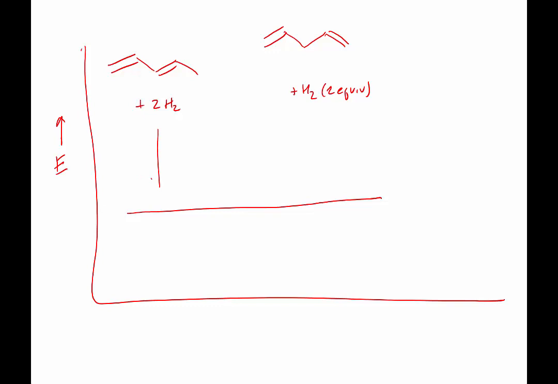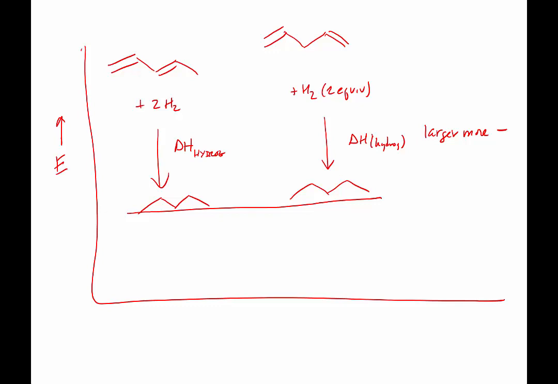And they will be the same, because when I add my two equivalents of hydrogen gas, what am I going to get? In that case, I'm going to get pentane. And over here, what am I going to get? I'm going to get pentane. So I can go ahead and measure the energy difference between these two molecules. And what I find is that my delta H of hydrogenation of the isolated double bonds is larger and more negative. So it's more exothermic when you react an isolated diene with hydrogen gas.